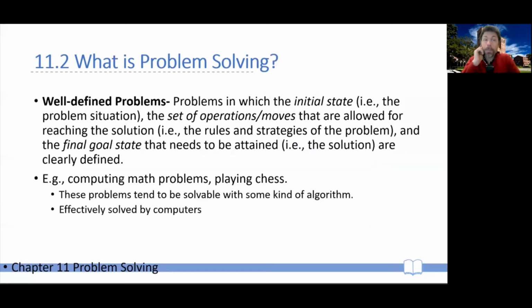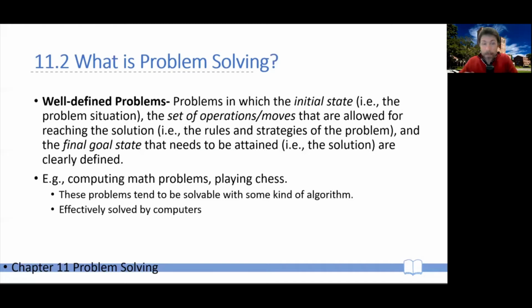Now, when we talk about problem solving, most often we're talking about two different types of problems. The first type of problem is known as well-defined problems or well-structured problems. These are problems in which the initial state, which is to say where you're starting at, the set of operations or moves that are allowed for reaching a solution, in other words, the rules and the strategies of the problem, and the final goal state, which you want to attain, in other words, the solution, are clearly defined. So in well-defined problems, these three key aspects of the problem, the initial state, the rules and strategies, so the operations and moves you're allowed, and the solution are very clear.